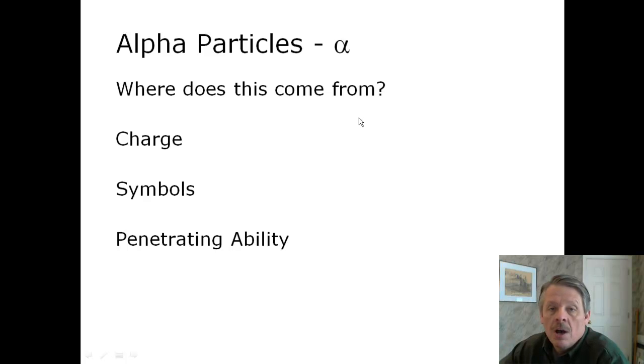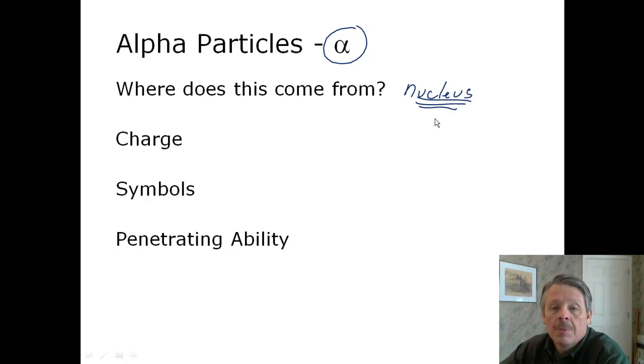So one thing it gives off is alpha particles. And you'll notice this symbol for alpha. Right? That's what it gives off. Now, where does it come from? Obviously, it comes from the nucleus. All right? All of the things we're going to talk about are coming out of the nucleus somehow.